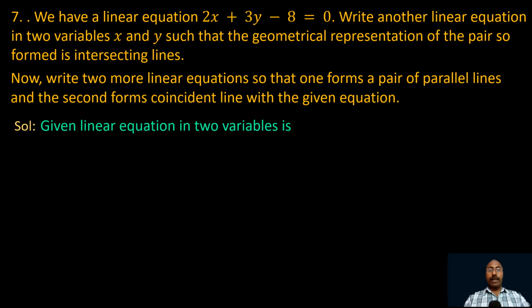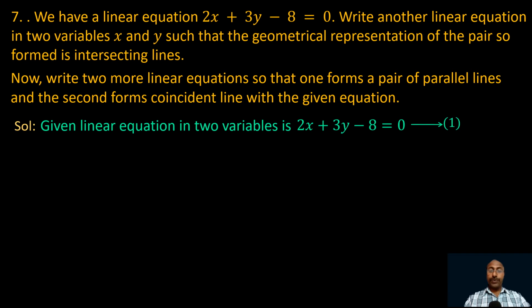Okay, here a linear equation in two variables is given, 2x plus 3y minus 8 equals 0. Take it as equation 1, and we need to write three more linear equations such that the first one is the equation which represents a line intersecting with the given line. Okay, so what is the condition for two lines to intersect?